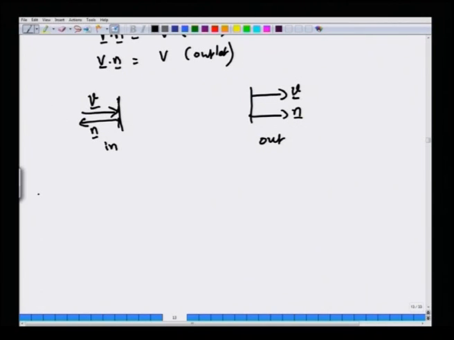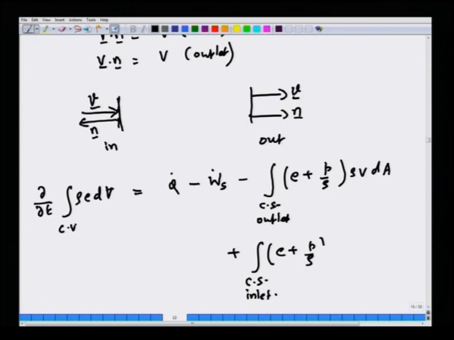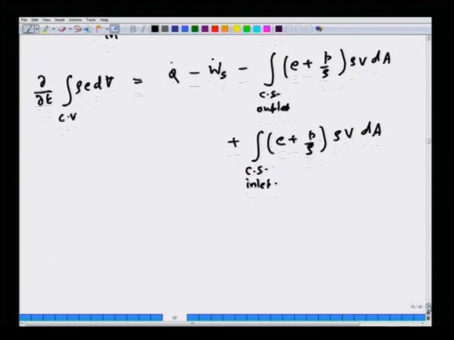Now, we can write further d dt of integral rho e dV over the Cv is nothing but the rate at which heat is transferred to the system minus the rate at which shaft work is done by the system, minus integral over all outlets, I am separating outlets and inlets now, of E plus P by rho times rho V dA, plus integral over all inlets of E plus P by rho times rho V dA. I am taking into account this minus V dot n as minus V at the inlet and plus V at the outlet.